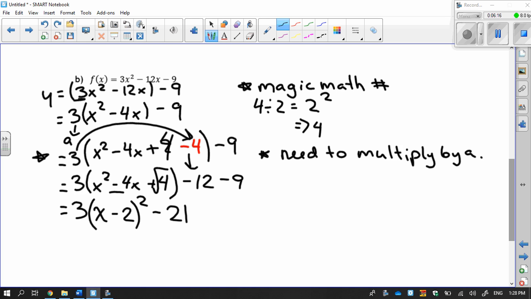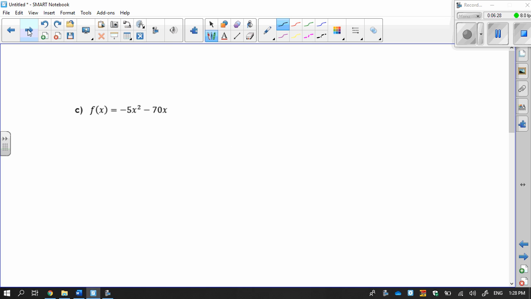Try C. C is not that much different than what B was, and D looks pretty similar to A. So take some time, pause, go forth. Okay, so when we look at this, first thing that we should do, because we have no C value, the first thing that we can do is we can factor this out.